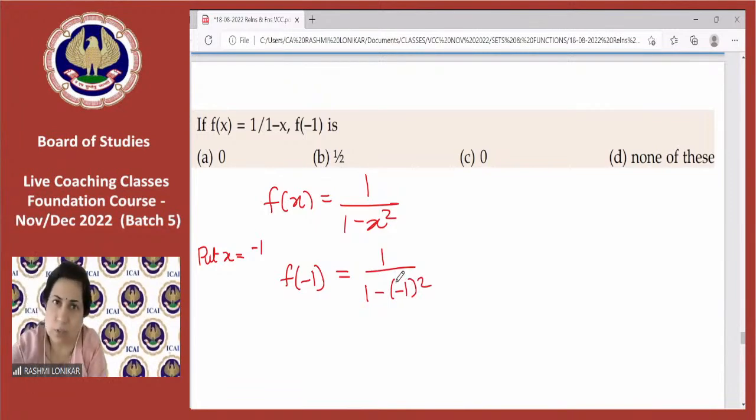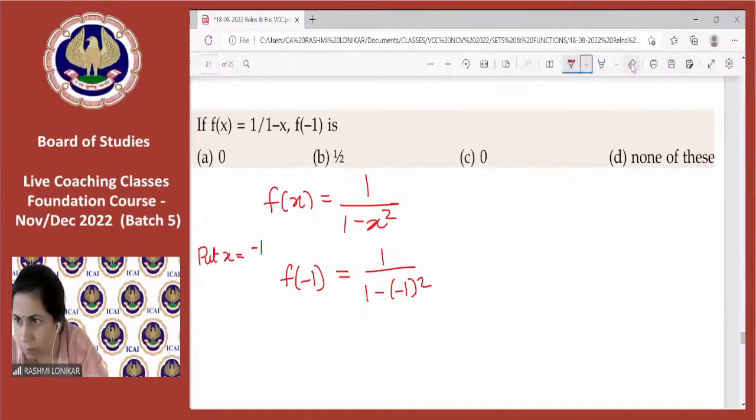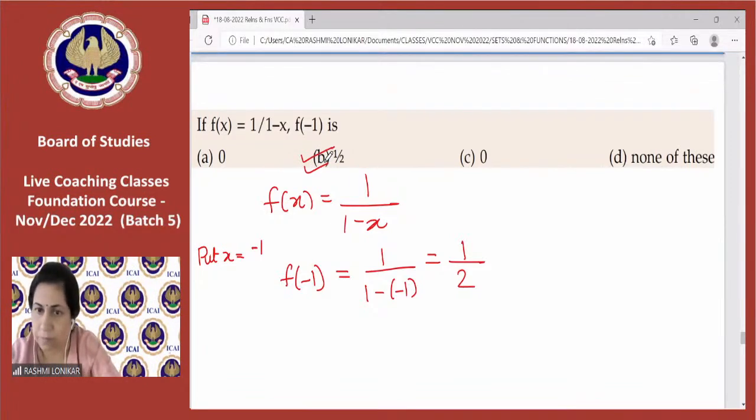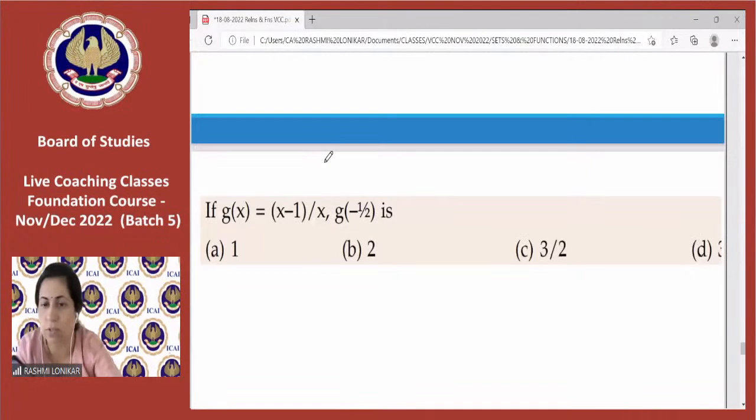What is the square of minus 1? Minus 1 square will be plus 1. Okay, not square, it is not square. Yes, thank you. So, f of minus 1 is 1 upon, minus into minus is plus, 1 plus 1. So half. So what is the answer for f of minus 1? It is equal to half. So B will be the correct answer. Clear? Yes, understood this sum?